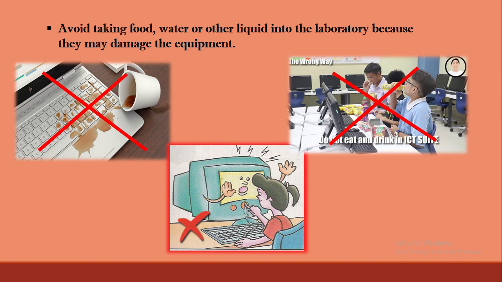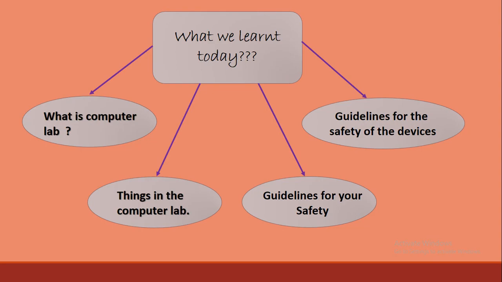Let's summarize what we learned today. First of all, we learned what a computer lab is. I gave a simple explanation about what a computer lab is. Things in the computer lab: I told you the printers, computers, computer tables, chairs and multimedia projectors are in the computer lab. And then we explained guidelines for your safety and guidelines for the safety of the devices. Those are the points we talked about today in this session.